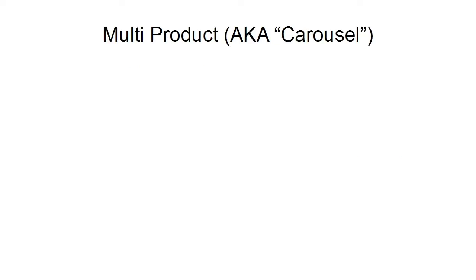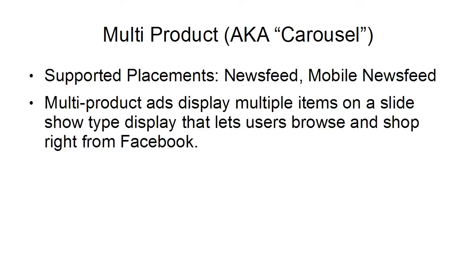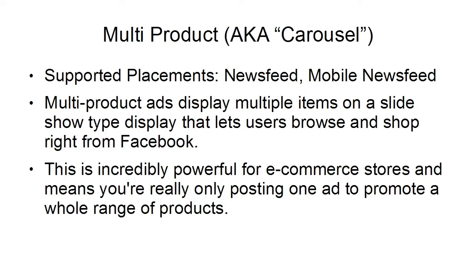Then there's the multi-product ad. The supported placements are the newsfeed and the mobile newsfeed. Multi-product ads display multiple items on a slideshow type display that lets users browse and shop right from Facebook. This is incredibly powerful for e-commerce stores, and it means you're only really posting one ad to promote a whole range of different products. It's also good if you've got a bricks and mortar store or something like that. You can use this type of advertisement, again, to highlight your products, showcase your products.